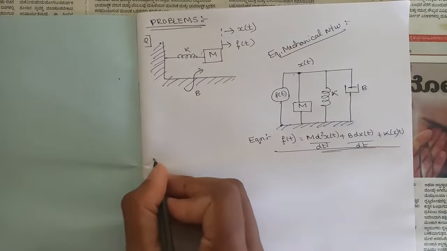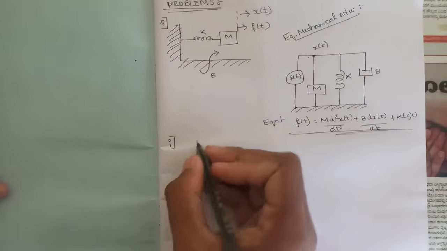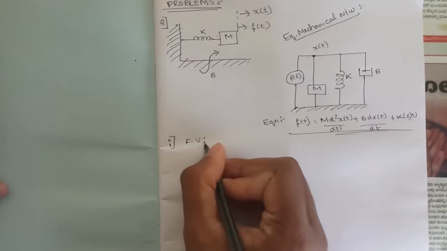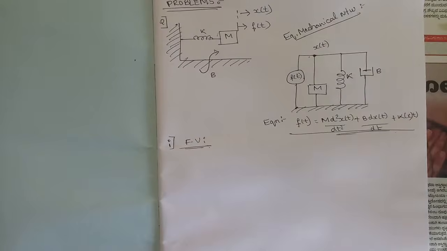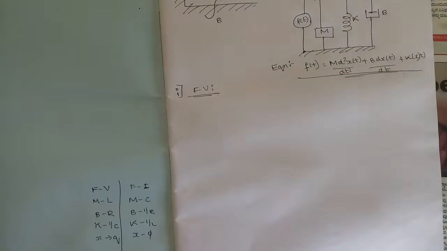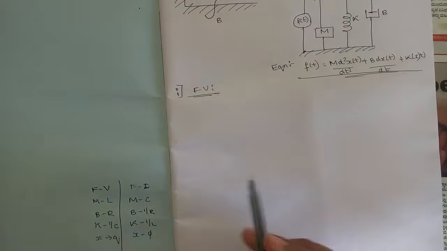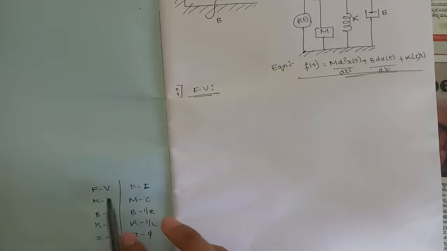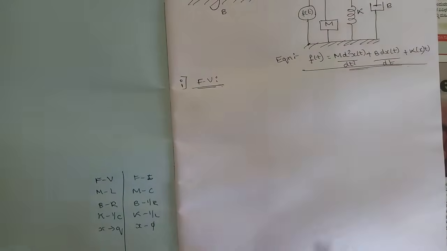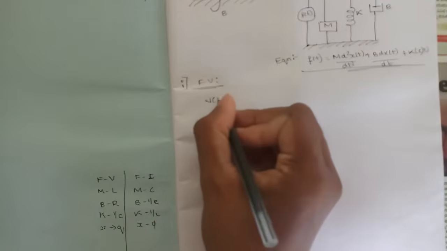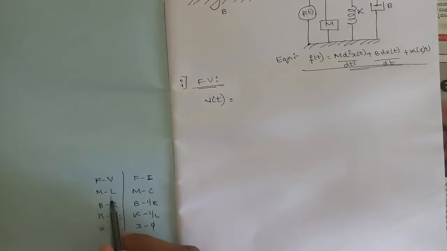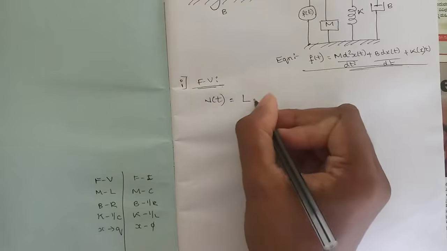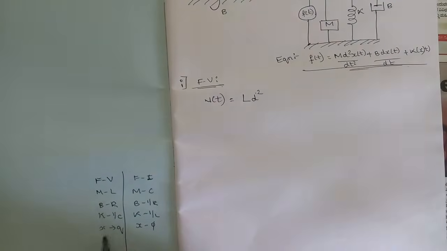The first thing now is we need to apply FV analogy for this circuit. In FV analogy we know that force is replaced by, wait, I'll get you the table. So we know that in FV and FI analogy, these are a few of the replacements. Force is replaced by voltage in case of FV analogy. So f of t would be replaced by v of t, is equal to, m is replaced by L in FV, so it would be L into d square, and x is replaced by q.